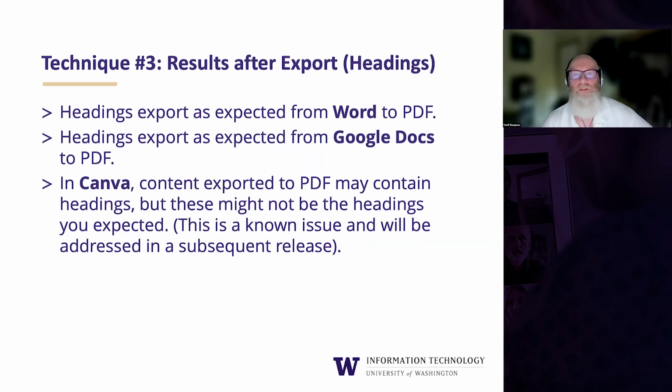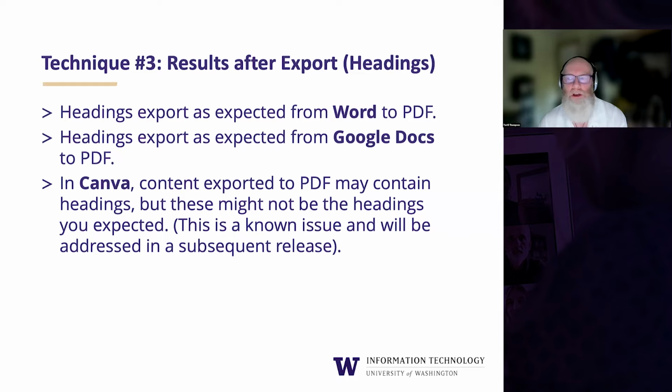Okay, so what happens after exporting? First, looking at headings. Headings do export as expected from Word to PDF and from Google Docs to PDF. Now that Google Docs supports tagged PDF, it actually supports very good tagged PDFs. Very simple, very easy to read the tag tree, and it does, for the most part, the right things.